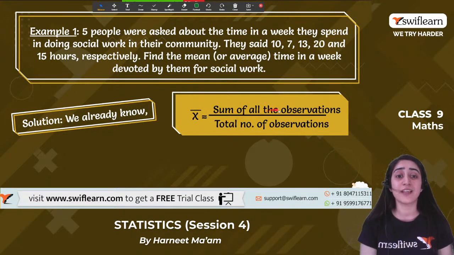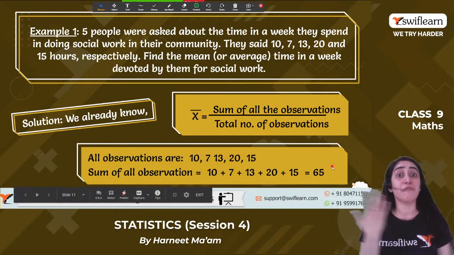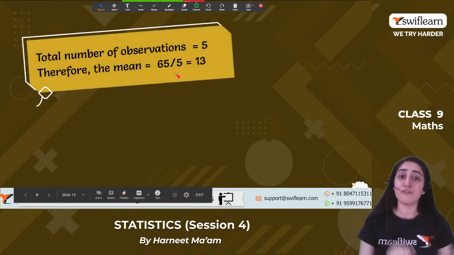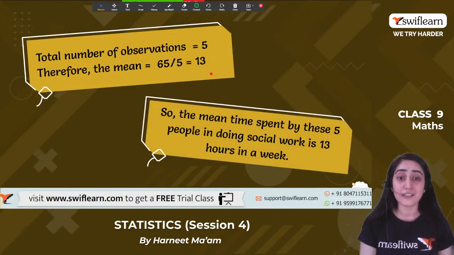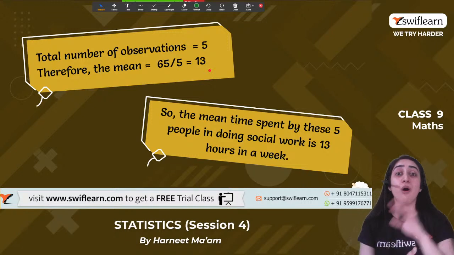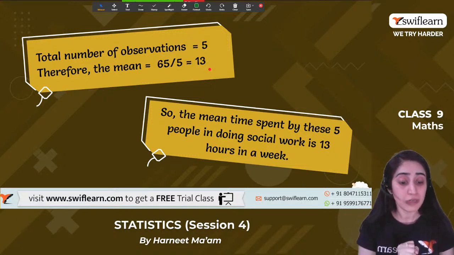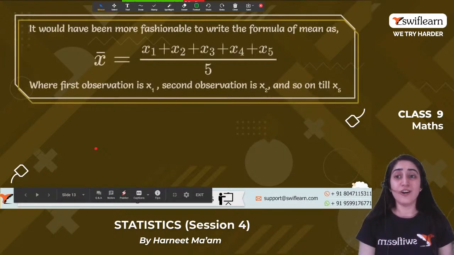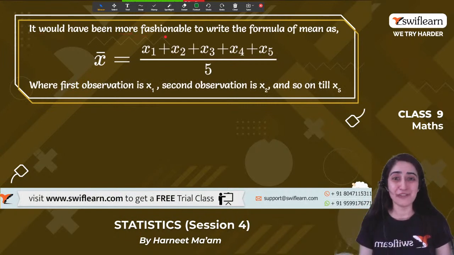It says mean is equal to sum of observations upon total number of observations. Sum of observations means adding all of them, that is 65. Well done, Ankit. So your calculation is great. Now 65 upon 5 is 13, which you already gave me as the answer. So the mean time spent by all the 5 people during the social work is 13 hours in a week. Well done.